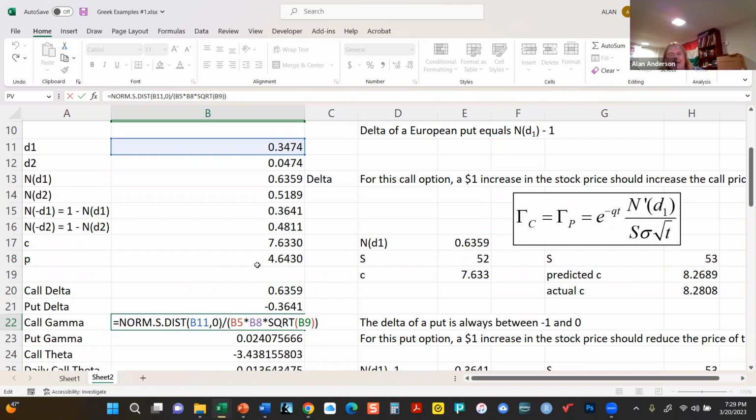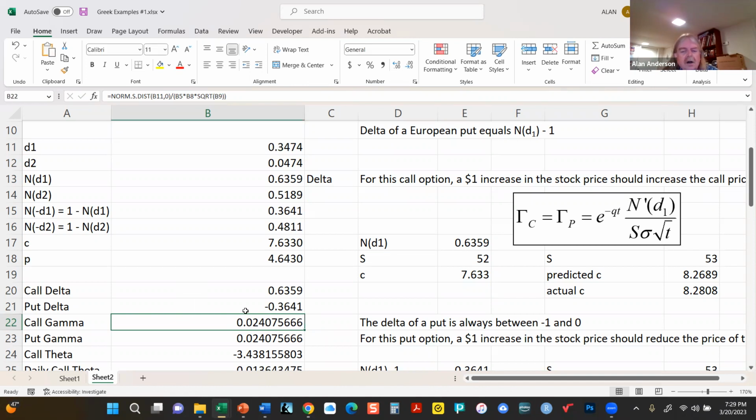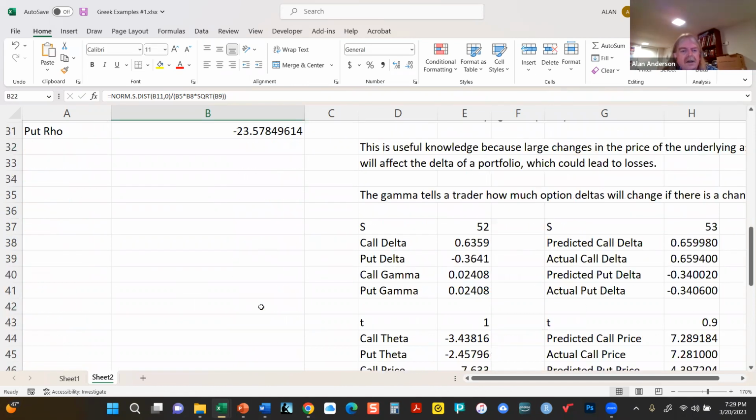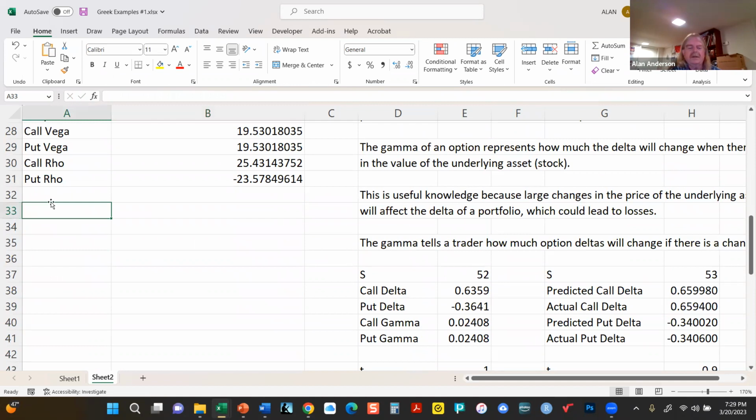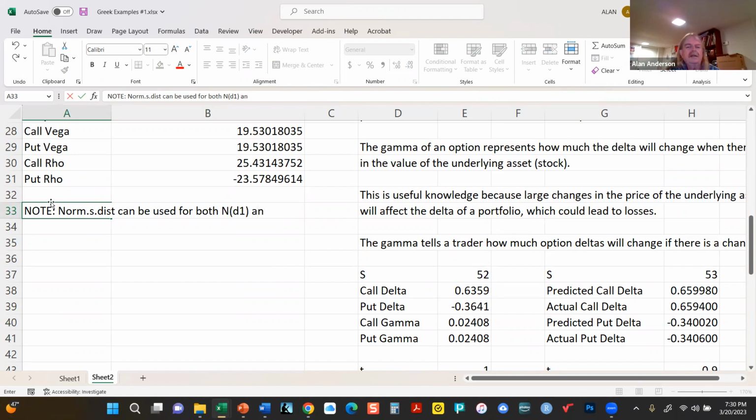So just remember, norm dist is the normal distribution. Oh, wait a minute, no, I'm sorry, I said that wrong. Here we go. Note: Norm.s.dist can be used for both N of d1 and N prime of d1.